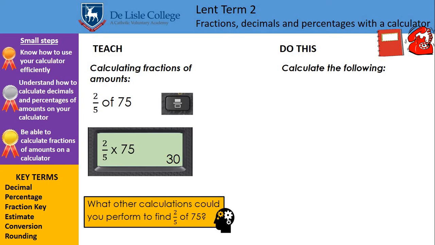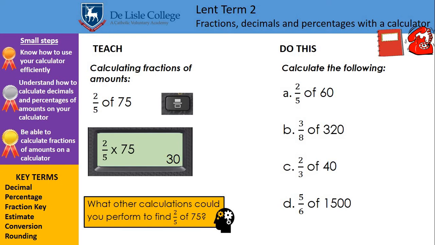What other calculations could you perform to find 2/5 of 75? Well, we might know that 2/5 is actually the same as 40%, because that's 4/10, and therefore we could do 40% of 75, or also we might choose to do 0.4 times 75, and all of those would give us an answer of 30. Can you now pause the video and have a go at these questions here on the right hand side?